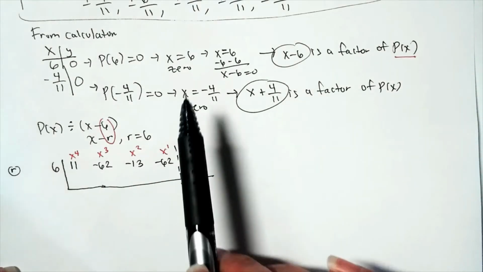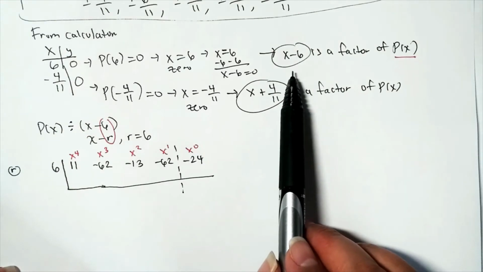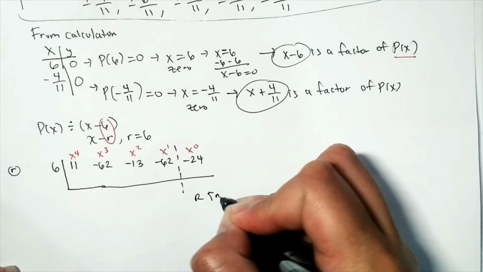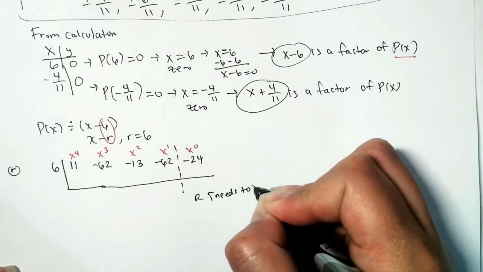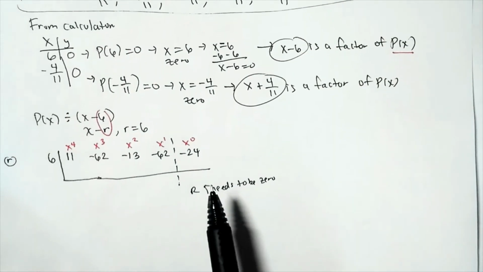So we had already said that 6 is a 0, so that means x minus 6 should be a factor. Let's go ahead and confirm it. So the remainder needs to be 0. Okay, let's pretend like we're surprised when it is.